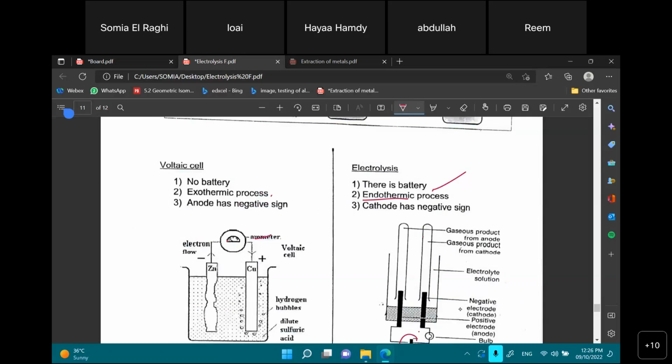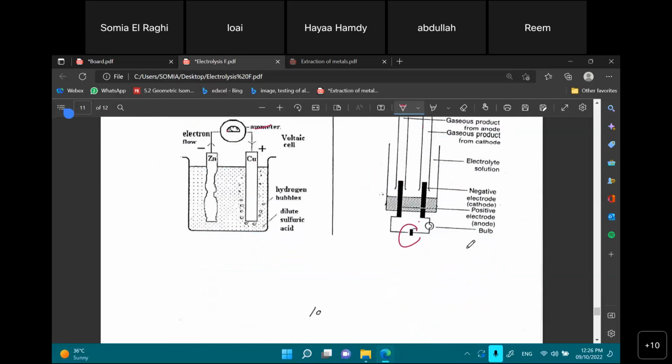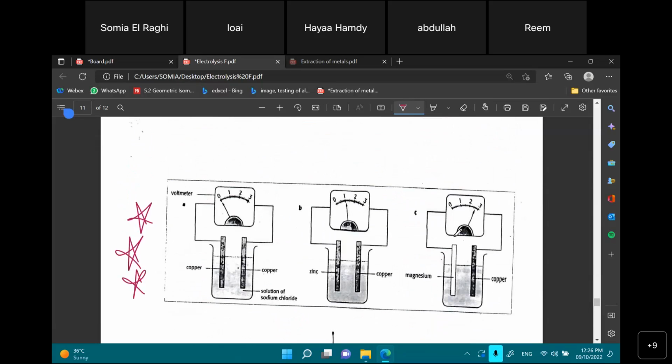Here it is exothermic because there is a reaction between zinc and sulfuric acid, a reaction between a reactive metal and the acid. Okay? And you see the direction of the current from the more reactive one to the less reactive one, with the sign of an anode, which is the most reactive one, negative sign. All right? So these are the three differences.